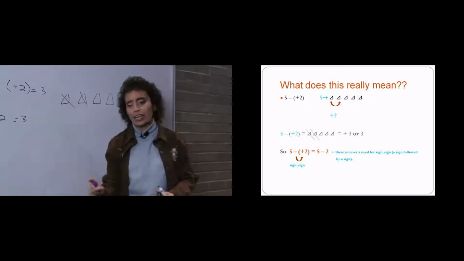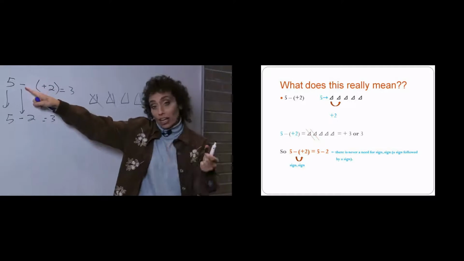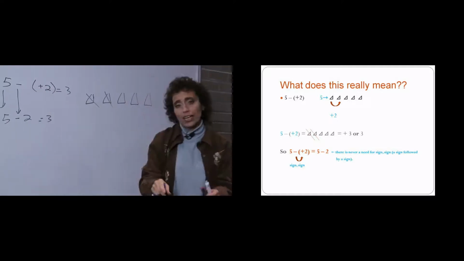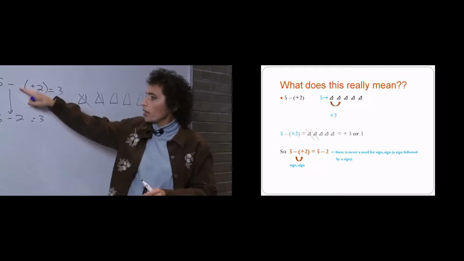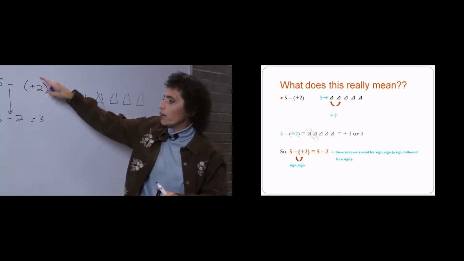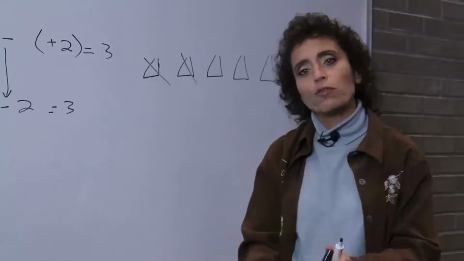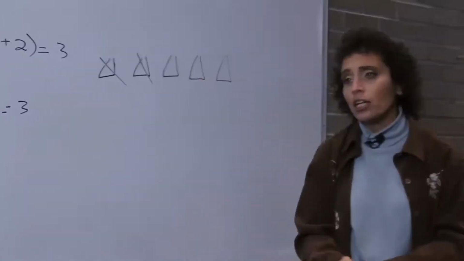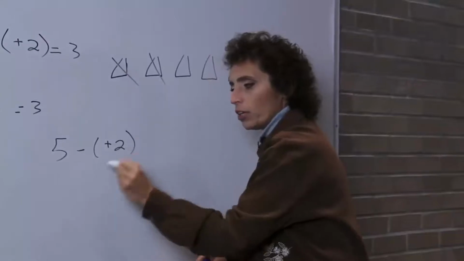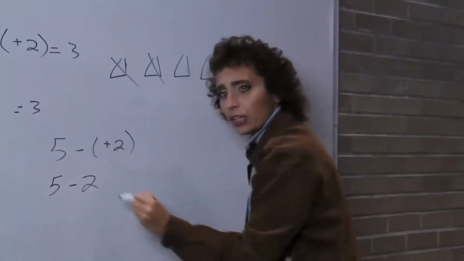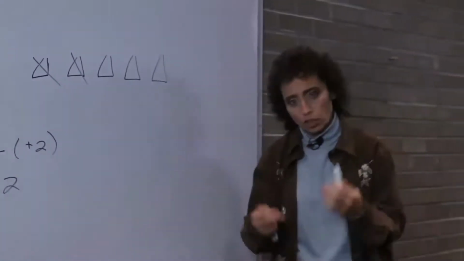No more signs. This is a sign. I'm going to say that a lot today. Sign. I'm really not stumbling over my words. I'm just trying to make you understand that when we have a sign followed by a sign, we're going to get rid of one of the signs, and we're going to show you how to do that today. So 5 minus a positive 2 is the same thing as 5 minus 2. No more signs. I'm going to show you how to do that.